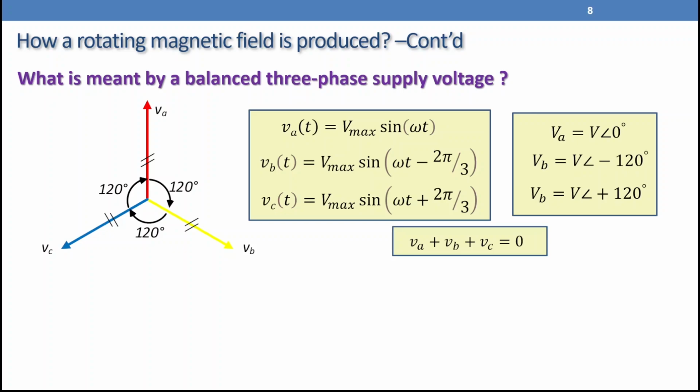Or minus 240 degrees, they are the same. So we have the same amplitude but shifted in time by 120 degrees. We can say that we have a balanced three-phase supply voltage.